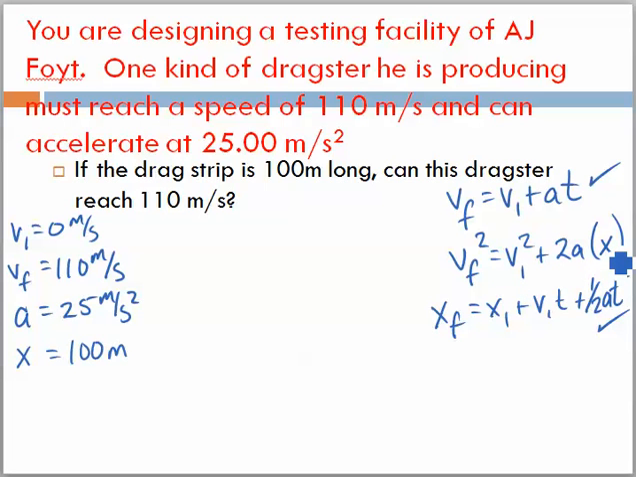What I'm going to do is, I have to leave something out that they've given me. I'm going to leave this final velocity out, and I'm going to use this equation over here, and I'm going to simply say, given the initial velocity, the acceleration, and the distance, can I achieve this final speed of 110 meters per second?